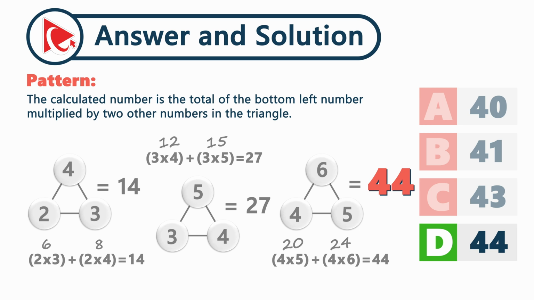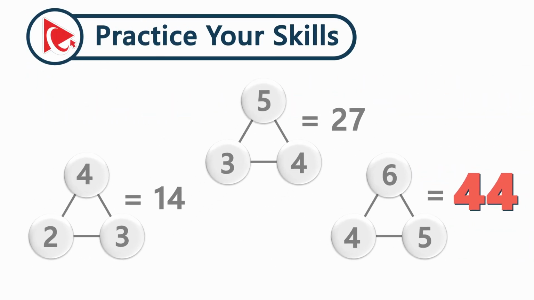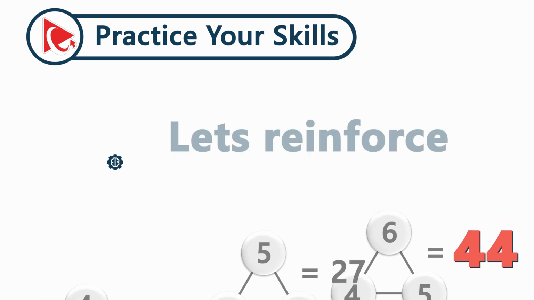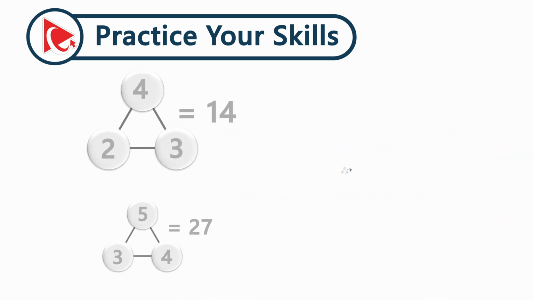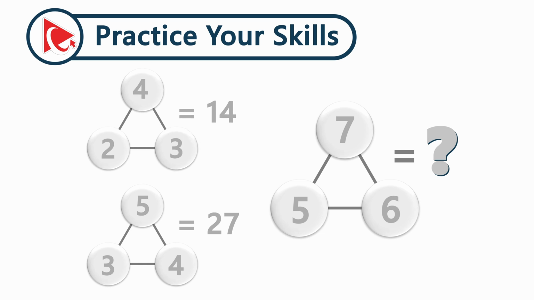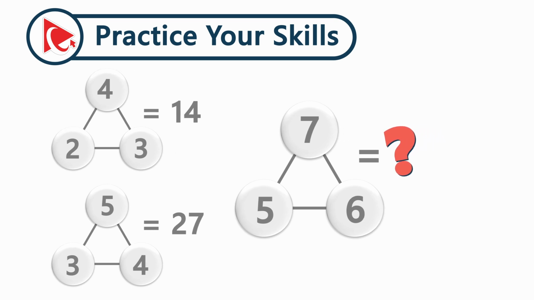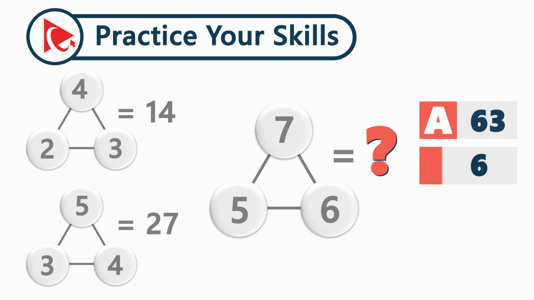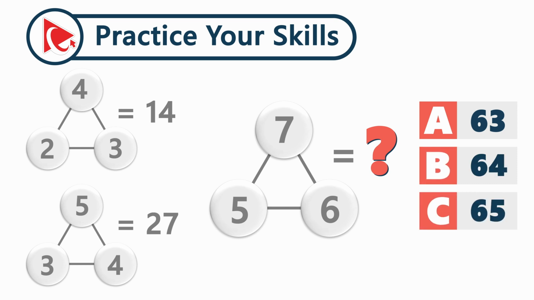But wait, there is more. Now you know how to solve these types of problems, so let's take advantage of that and reinforce your knowledge. Here's the brand new question for you to solve. The first shape has numbers 2, 3, and 4 and equals 14. The second shape has numbers 3, 4, and 5 and equals 27. And then the last shape has numbers 5, 6, and 7, and you need to calculate the number and select your answer out of 4 possible choices. Choice A, 63, choice B, 64, choice C, 65, and last but not least, choice D, 75.